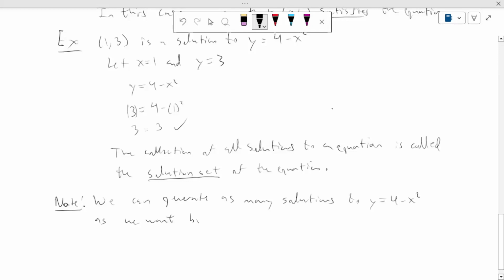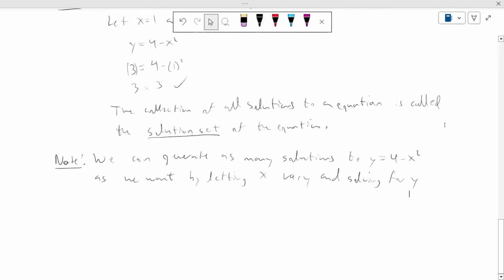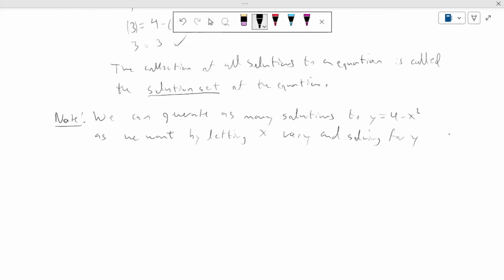And how do we do that? Well, by just letting x be equal to something. So we're going to let x vary and then solve for y. Okay. So I'm going to organize my work here in a little chart, called a table of values. I'm going to put some x values in this column, my y values, where y is equal to 4 minus x squared, over here, and then solutions to y equals 4 minus x squared in this column.